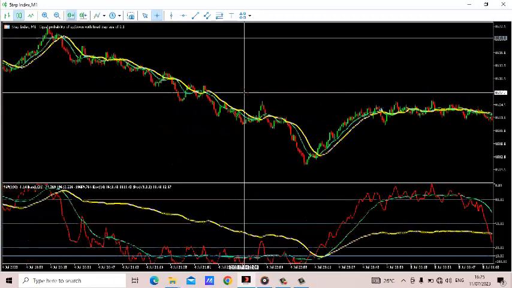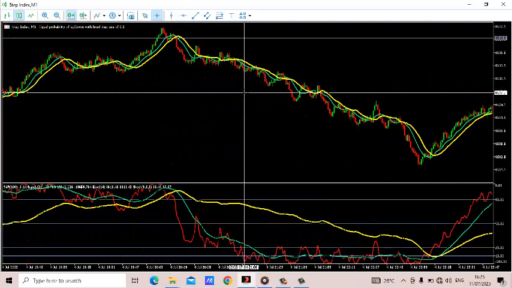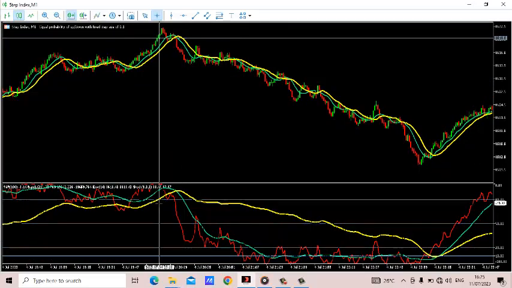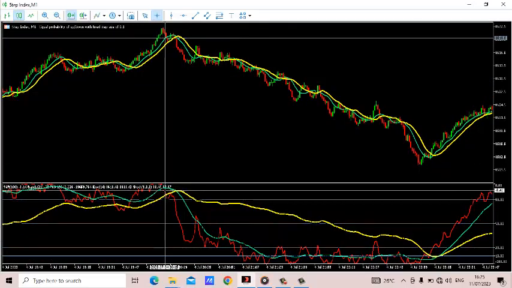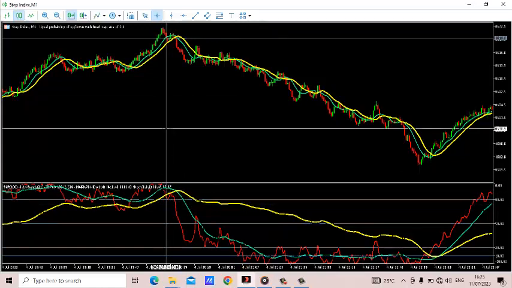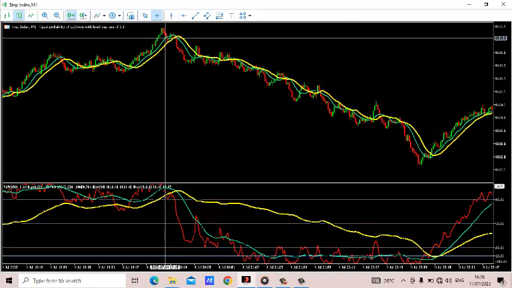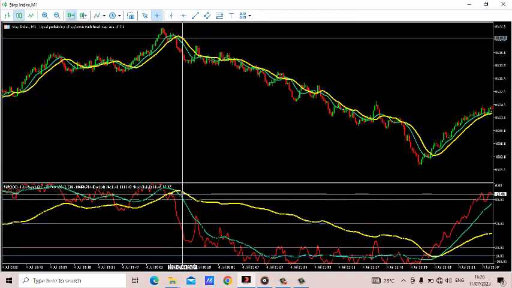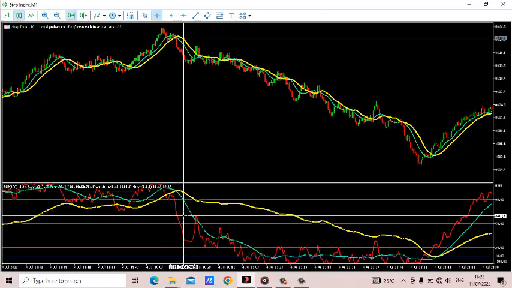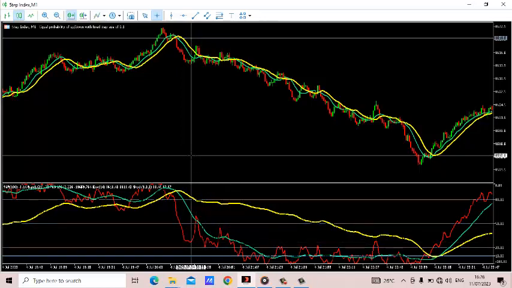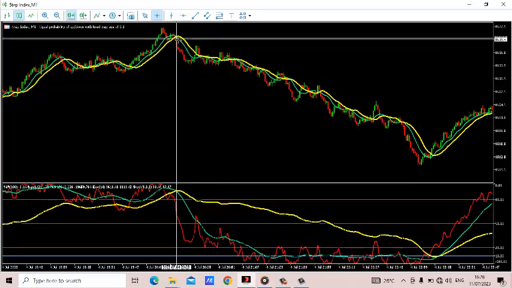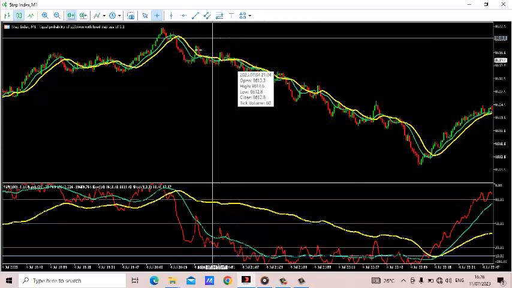So let's look at other scenarios. As you can see, there was another sell confirmation here. You see this crossover here and a crossover on the main chart. You can see that the red line crosses these two yellow and green lines downward, and it is confirmed by this crossover on the main chart downward also.